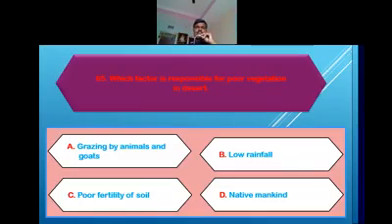B option, is it because of the low rainfall? Is it because of the poor fertility of soil? Is it because of natural mankind? These three seem to be correct, but more appropriate will be the low rainfall, because in the desert place rain will not be there. Poor fertility of soil, agreed. That's also natural, mankind, sometimes it happens.